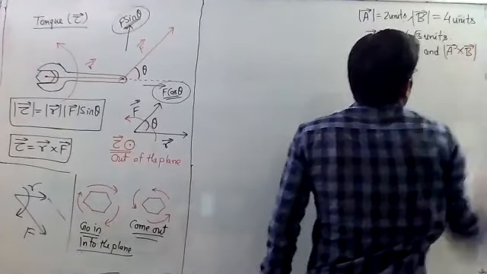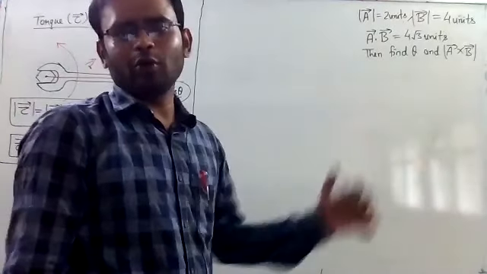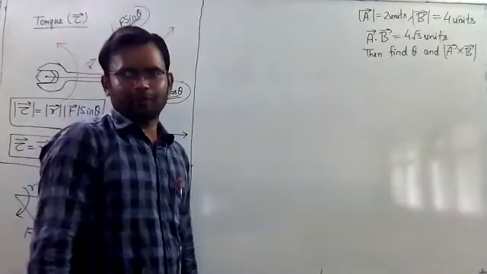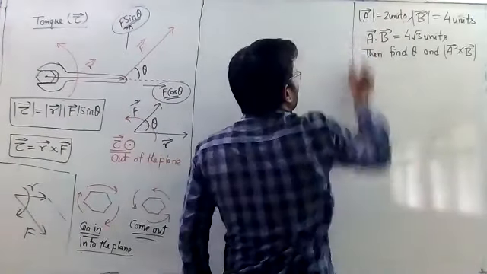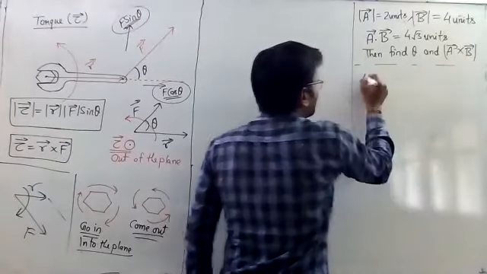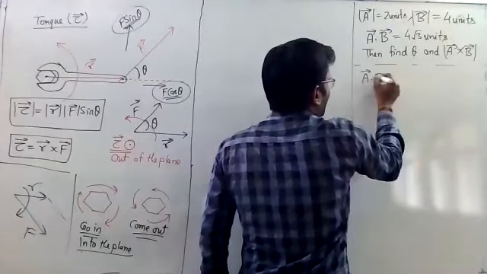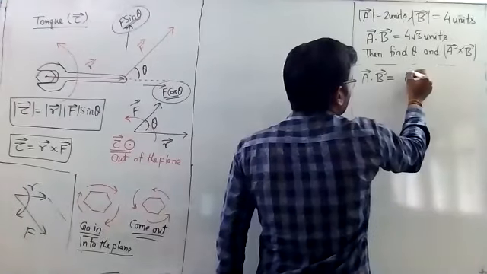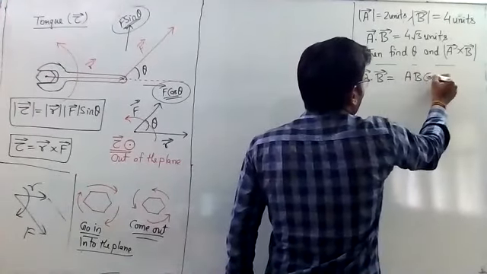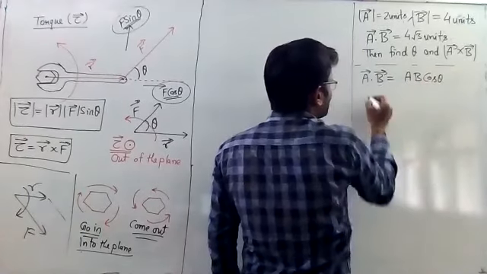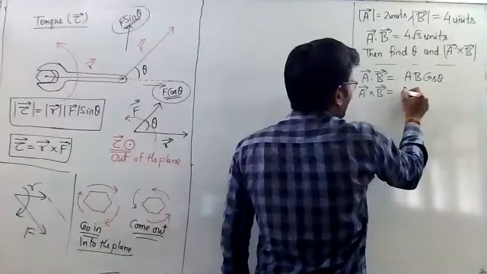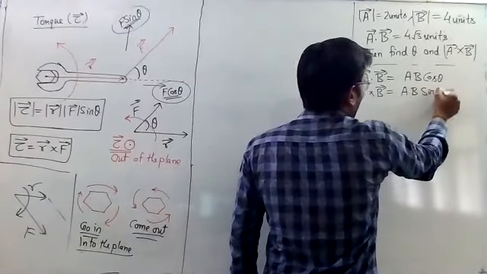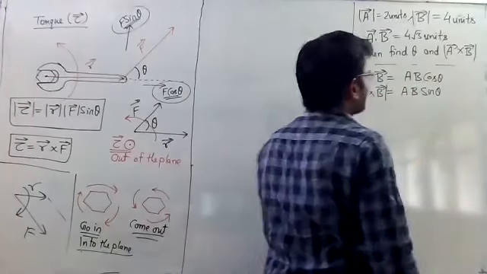So what do we have? The magnitude of A, the magnitude of B, and A dot B. Three data are given to you. You need to find theta and the magnitude of A cross B. We all know the dot product A dot B is given as AB cos theta, where A and B represent the magnitudes, and the magnitude of A cross B is equal to AB sin theta.